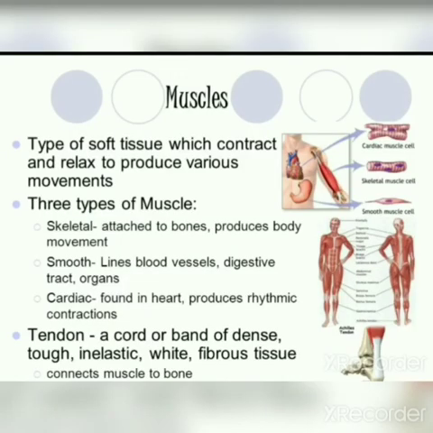Now we will start with muscles, a type of soft tissue which contracts and relaxes to produce various movements. As I already told you, there are three kinds of muscles. First is skeletal, attached to bones, producing body movement. Second is smooth, lining blood vessels, the digestive tract and organs. Third is cardiac, found in the heart, producing rhythmic contraction. Tendon, a cord or band of dense, tough, inelastic white fibrous tissue, connects muscle to bones.